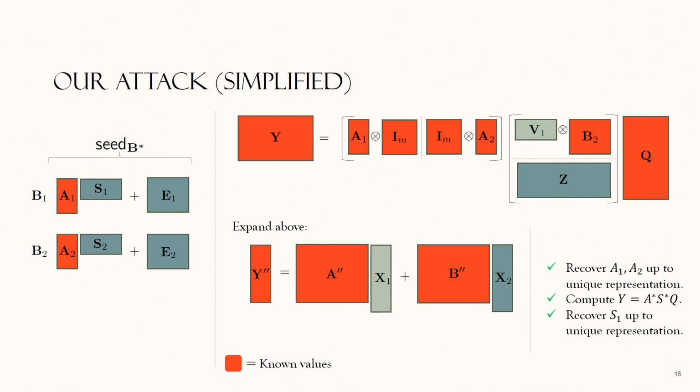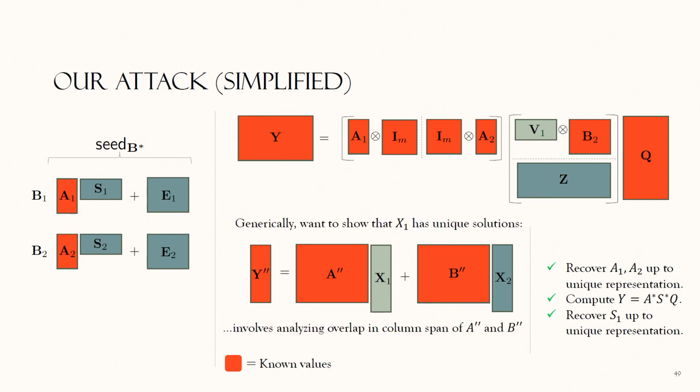And you would like to show uniqueness. And to show uniqueness of this, it suffices to analyze the overlap in the column span between A double prime and B double prime. And it actually works out because of this tensoring operation that you can actually show uniqueness using this column span overlap technique.